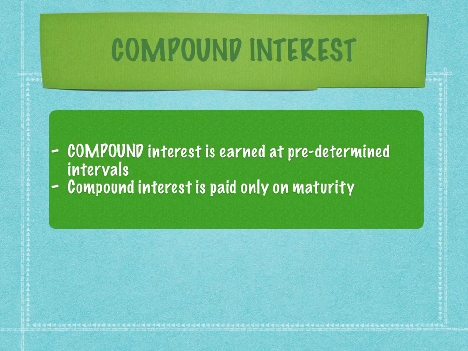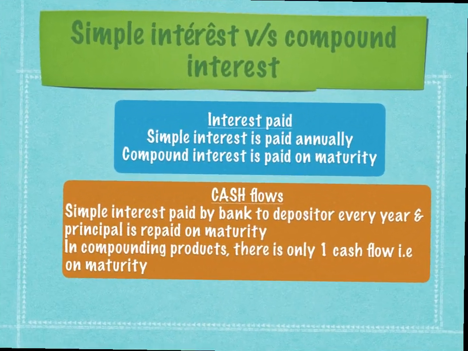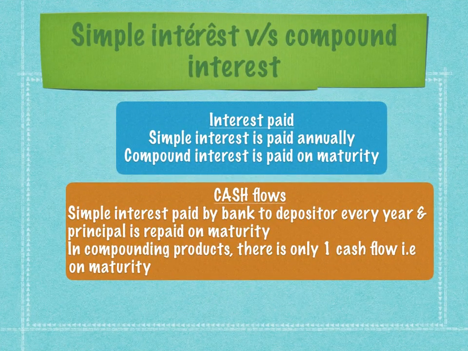Compounding is the way that people actually create wealth for themselves. So, what is the difference between simple interest and compound interest? Simple interest, on the first factor, which is interest paid, simple interest is paid annually, whereas compound interest is paid on maturity. Both are earned from day one, but simple interest is paid out. Compound interest is paid only on maturity.